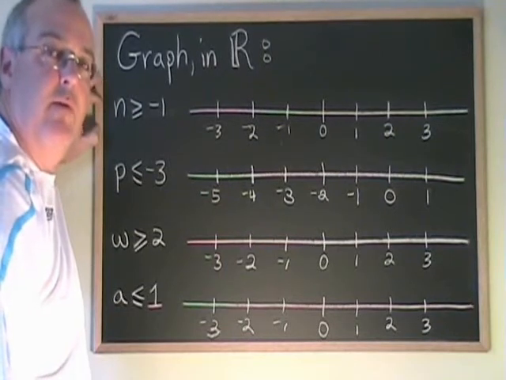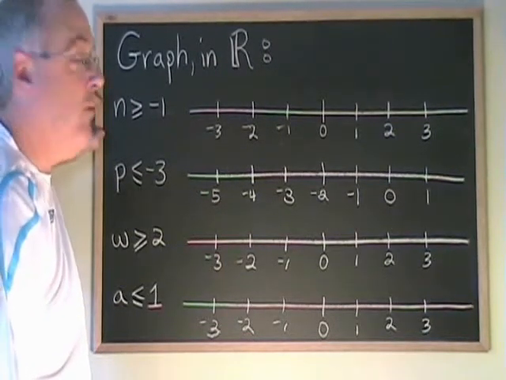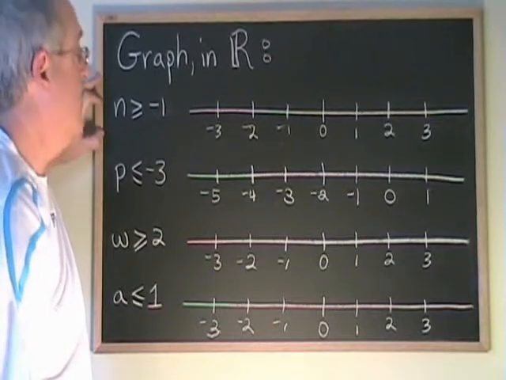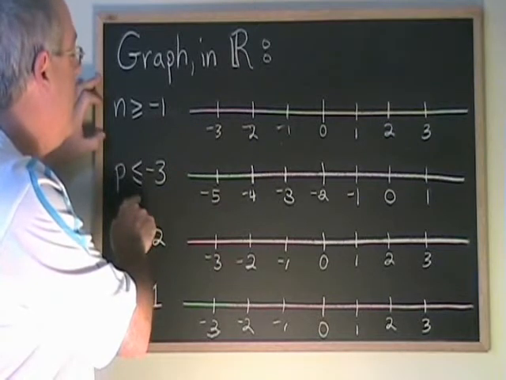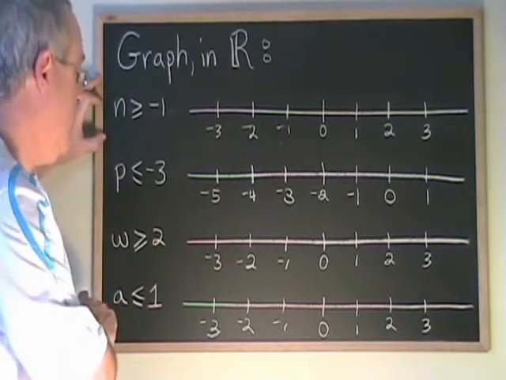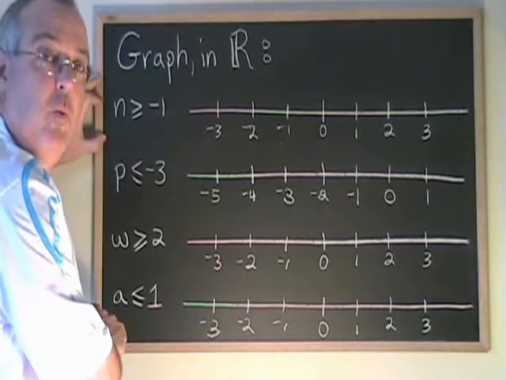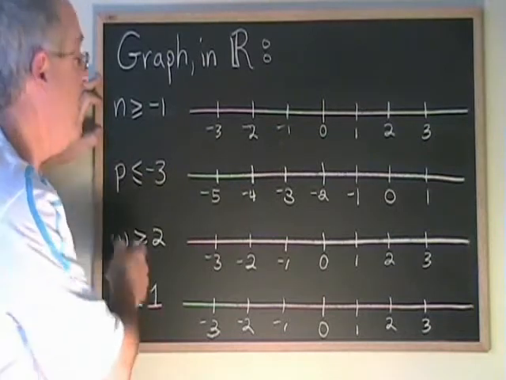When we graph in real numbers, there are some important differences to the way we do it when we graph in natural numbers or integers. Let's look at these examples: n greater than or equal to -1, p less than or equal to -3, w greater than or equal to 2, a less than or equal to 1. All four of these examples have the or equal to line underneath the symbol.